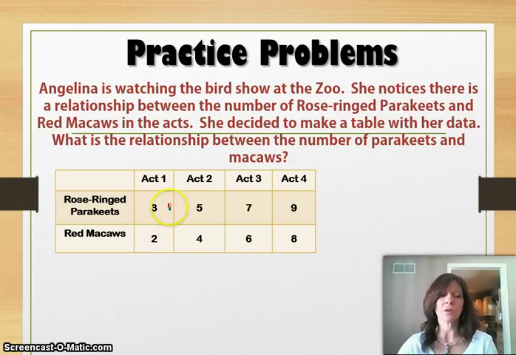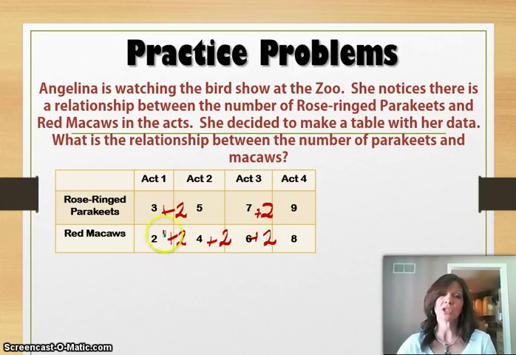So the difference here, in every act, they increase by how many? From 3 to 5, 5 to 7, and 7 to 9. If you notice, there is an increase of 2 every time. 3 plus 2 is 5, 5 plus 2 is 7, and 7 plus 2 is 9. The red macaws goes from 2, 4, 6, and 8. Again, if you look at the difference, 2 plus 2 is 4, 4 plus 2 is 6, and 6 plus 2 is 8. So the difference is they both increase by 2.